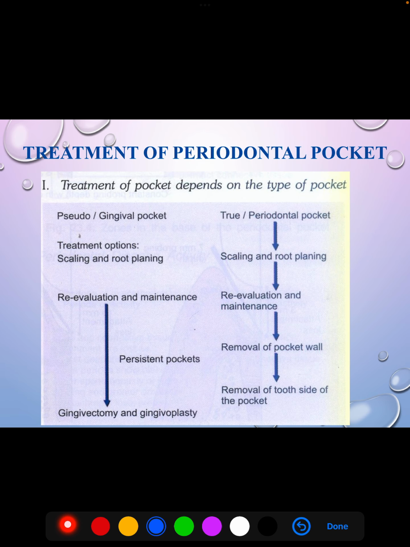So the treatment depends upon the type of pocket. For a gingival pocket, after scaling and root planing, we have to reevaluate the patient and check how he or she is maintaining oral hygiene. If the pocket persists, we can go for a gingivectomy or gingivoplasty. For a true pocket or periodontal pocket, scaling and root planing first, followed by reevaluation and maintenance. Then, if required, the pocket wall should be removed.